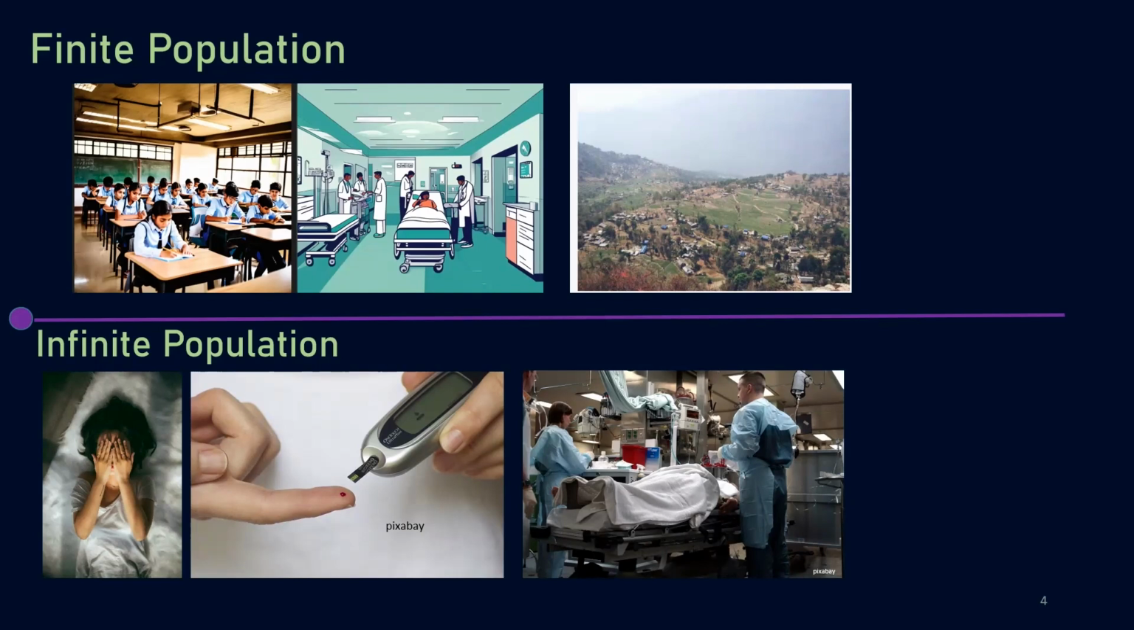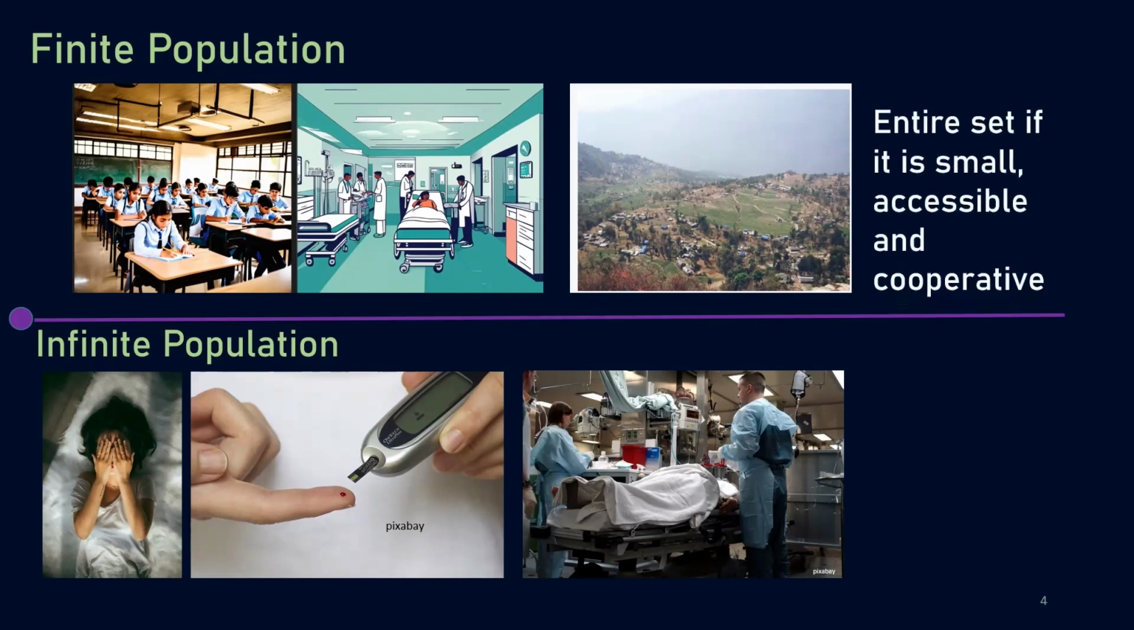The reason why we need to divide them is, if it is a finite population, and if it is small, accessible, and the sampling units, the individuals, are cooperative, then you can take the entire set of the population for your research. But in clinical scenarios, this is usually not possible. This is the reason we have to take a sample.